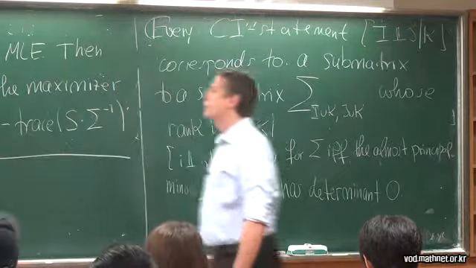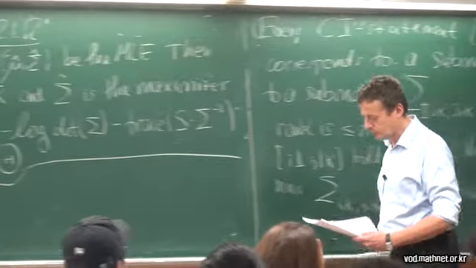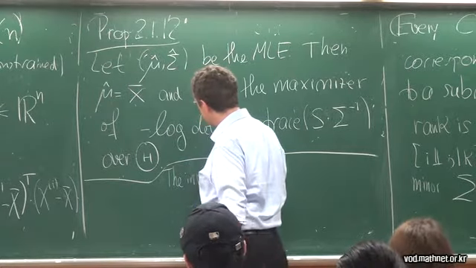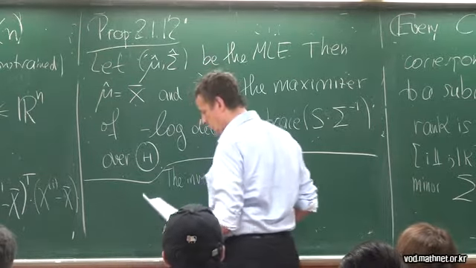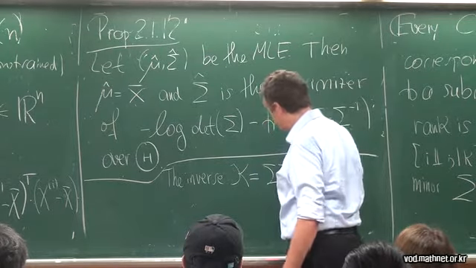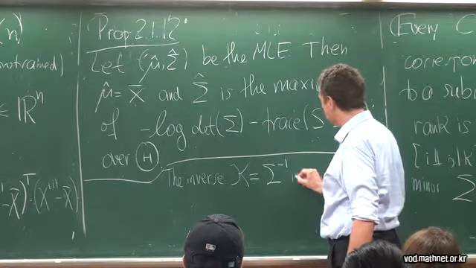The inverse of the covariance matrix plays a prominent role, and this has a special name. This is called the concentration matrix. So the inverse K of the covariance matrix is called the concentration matrix.